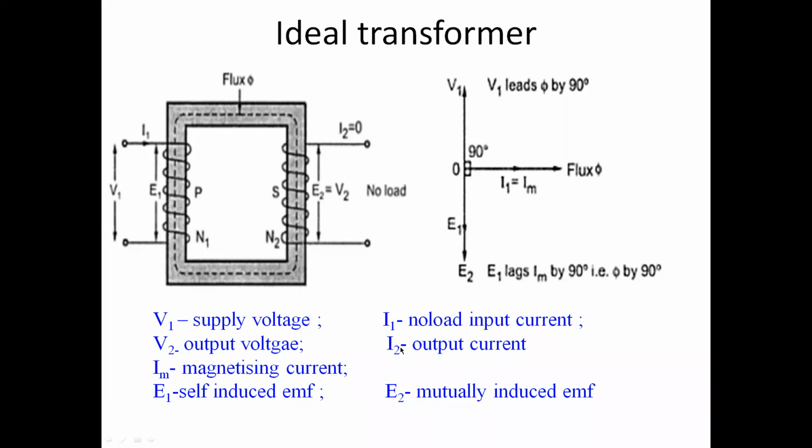P1, V2, I1, I2, Im, E1, E2. Okay, got it? V2 is the terminal voltage, V1 is the supply voltage. I mu, actually Im, in our derivation we denoted with I mu. That is the magnetizing current, the passive component of no load current.